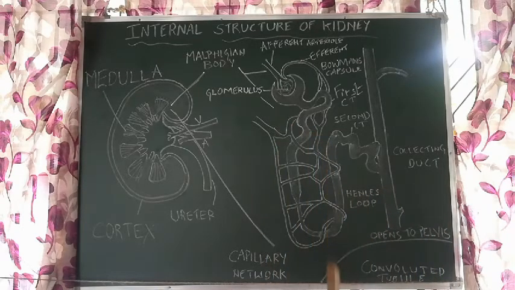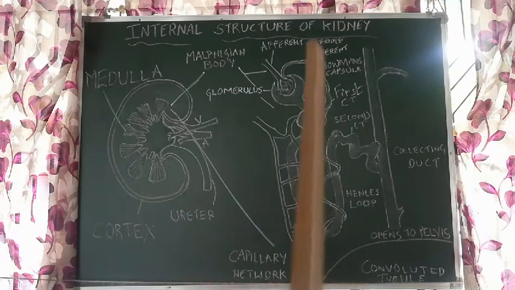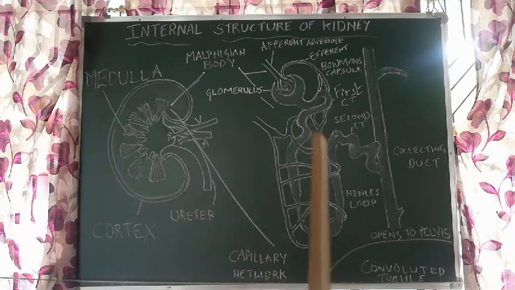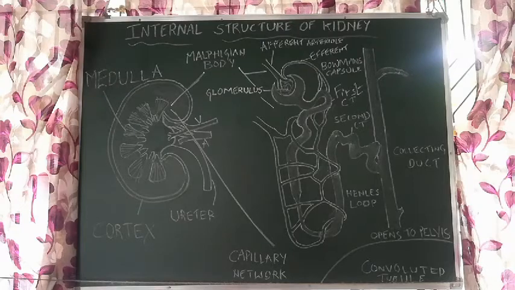Now, the internal part of the kidney, that is the medulla, if you zoom into it, you can see this tubular structure, this cup shaped structure, all these things. This whole unit is microscopic. So, what is the functional unit of the kidney? Nephron. Nephron is the functional unit of the kidney.